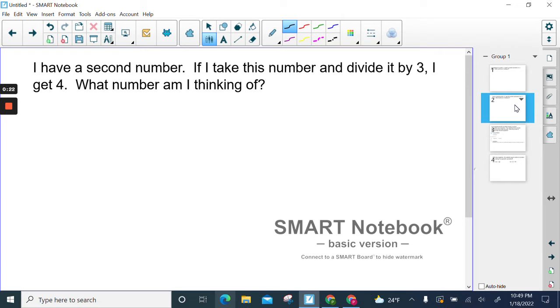I have a second number. If I take this number and divide it by 3, I get 4. What number am I thinking of this time? That one was a little bit more difficult.